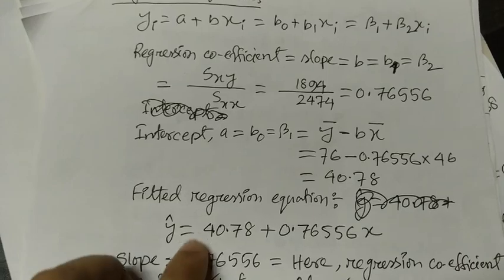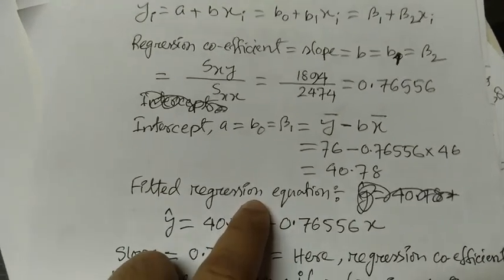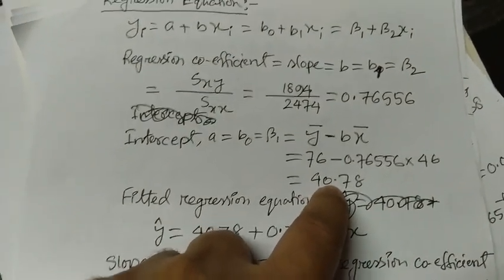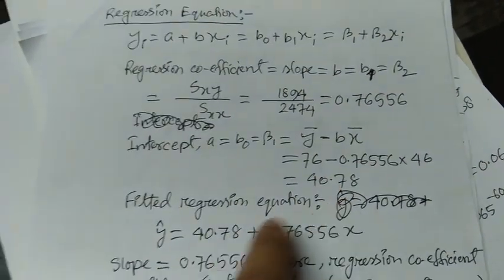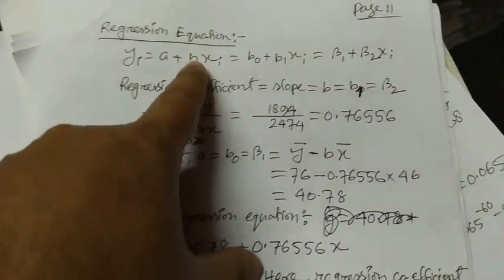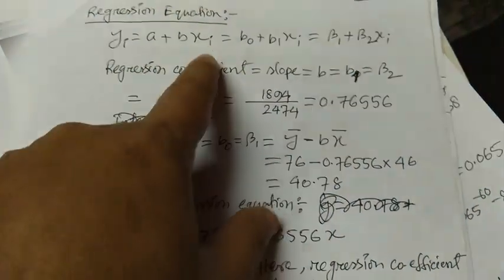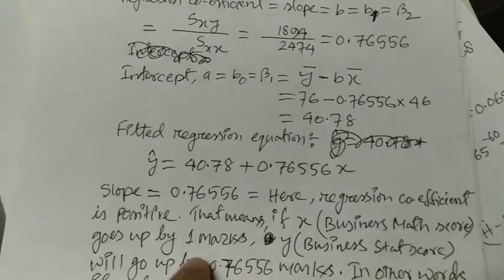Now we will get the regression equation. This is the fitted regression equation. Fitted regression equation means after substituting the values of A and B. So if you substitute the value of A, that is 40.78, and the value of B, that is 0.76556, multiplied by X, this is the fitted regression equation.